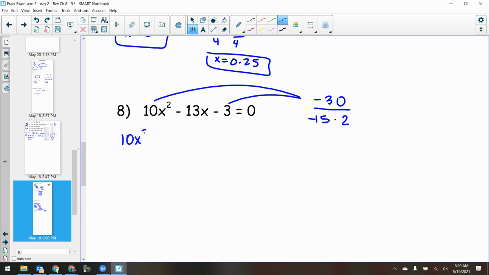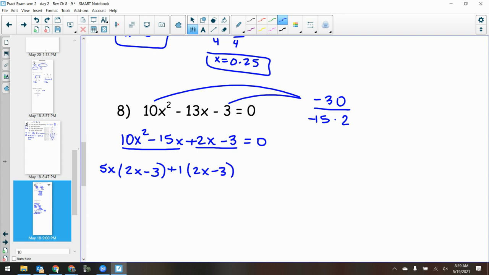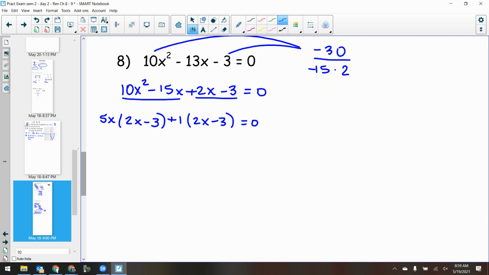Let's rewrite. Let's factor this. Minus 15x plus 2x minus 3. And then we factor by grouping. We GCF the first part, leaving a 5x, which leaves us with a 2x minus 3. And look at that. That's the only thing I have left in my second set because there's no GCF. So let's pull out a 1. Remember, when you don't have anything to pull out, you pull out a 1. Leaving us with exactly the same thing. So that means we get the 2x minus 3 as one of my factors, and then the 5x plus 1 is the other factor.